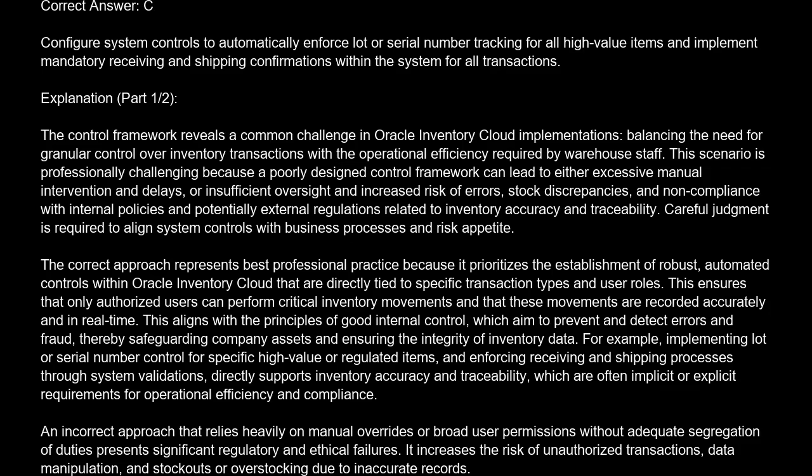The correct answer is C. Configure system controls to automatically enforce lot or serial number tracking for all high-value items and implement mandatory receiving and shipping confirmations within the system for all transactions.